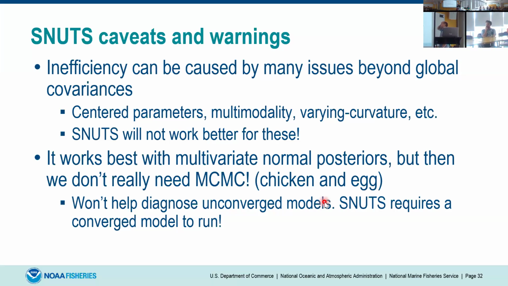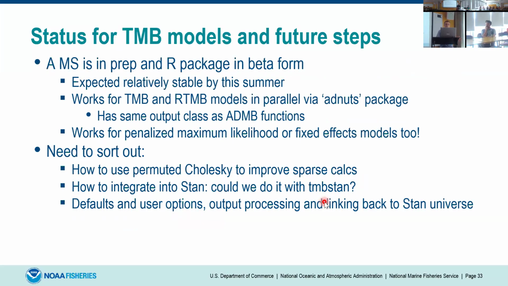There's a bunch of reasons why you can have inefficiency that I've glossed over. Sparse NUTS will not work better if the problem is not a linear correlation. And again, it's kind of chicken and egg. It works best, and you need Q to do it. It works best when it's multivariate normal, and that's when you have Q. So it's not solving all of the problems, but it's going to work well for a large class of models.